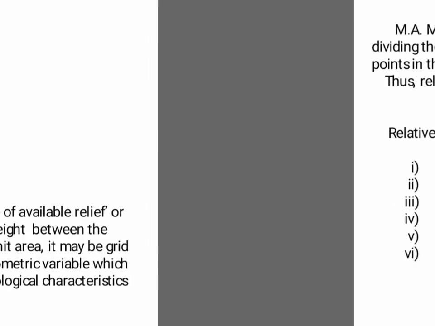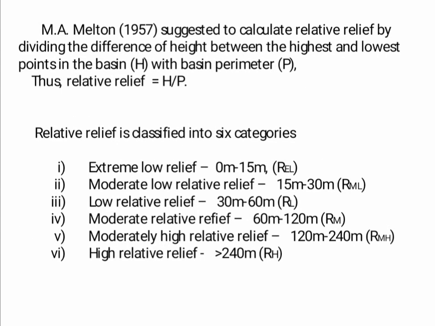degree of dissection. M.A. Melton in 1957 suggested calculating relative relief by dividing the difference of height between the highest and lowest points in the basin by the basin perimeter. Thus, relative relief is equal to H by P.